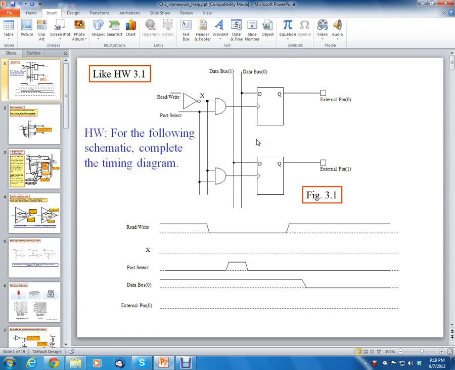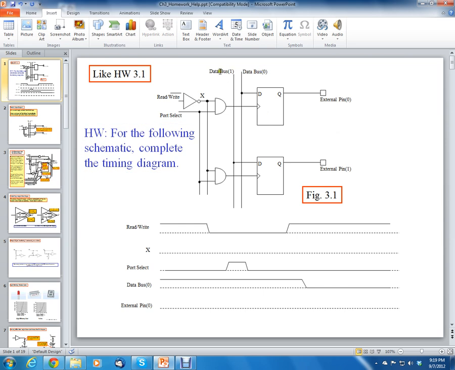I'm not going to give the solution to the actual problem, but I'm going to give a problem that's like homework problem number 1. If you look on the screen here, homework problem number 1 in the textbook, Designing Embedded Systems with PIC Microcontrollers, Principles and Applications by Tim Wilmshurst, 2nd edition. The homework problem 3.1 says, for the following schematic diagram, which is on the screen, complete the timing diagram. I added a little bit of detail here.